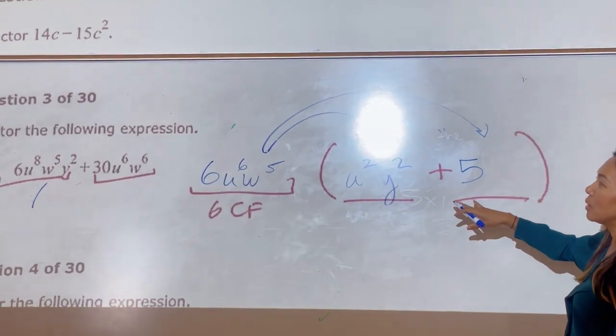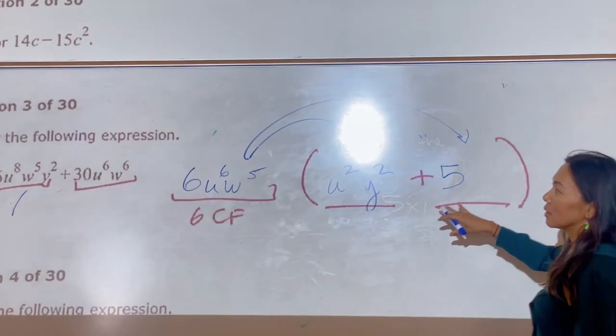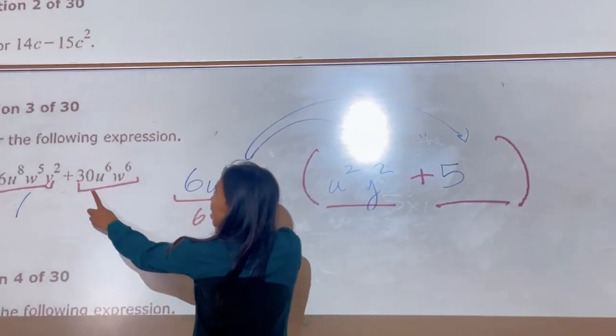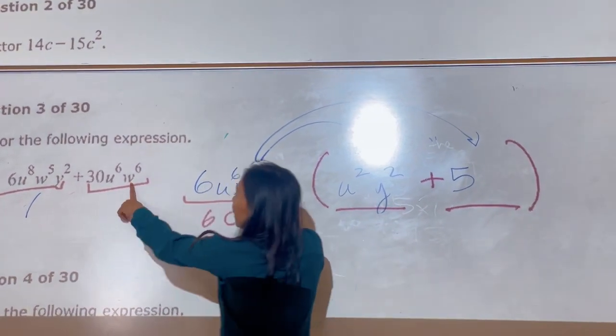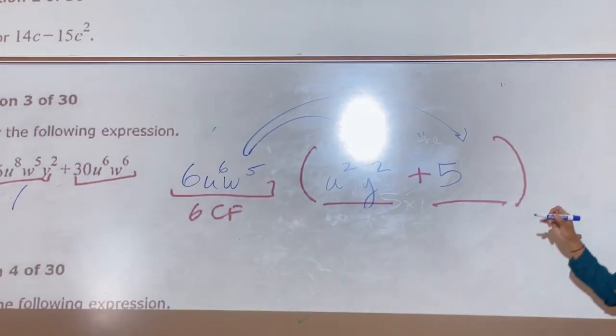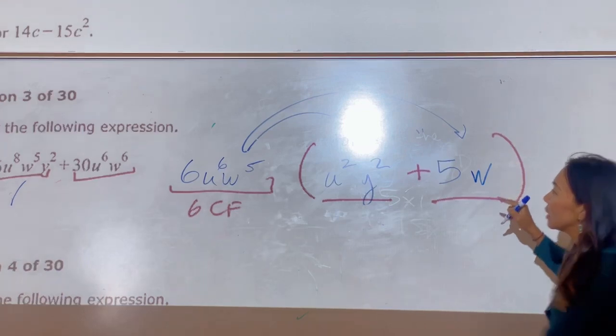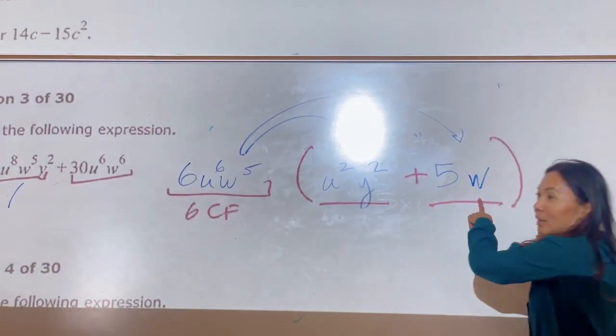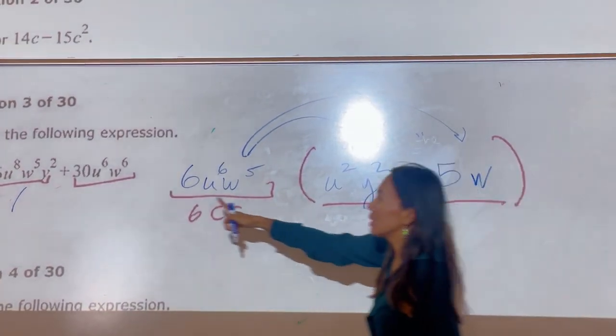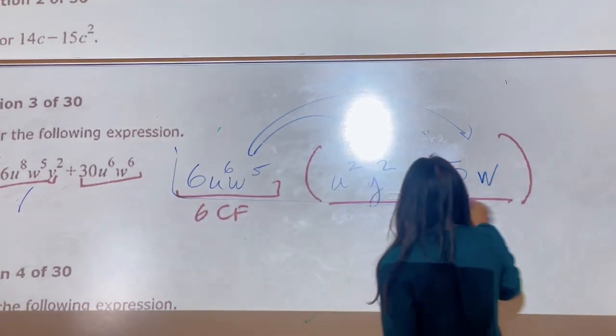Do we need to put any more u's? No, right? It's already u to the 6 and u to the 6. It's already there. And I heard Tristan say we need a w as well, because w to the 5 times w, that's a total of w to the 6. And that's the answer for this.